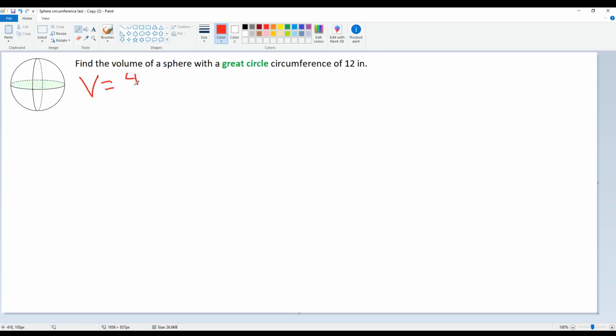Volume of a sphere is 4/3 pi r cubed. So we need the radius. Obviously, radius and circumference are very closely related, so it's really easy to find it. You just have to do an extra step to find it. So circumference is 2 pi r, and then we're going to plug in, we know our circumference is 12. So to get r by itself, we just divide by 2 pi.